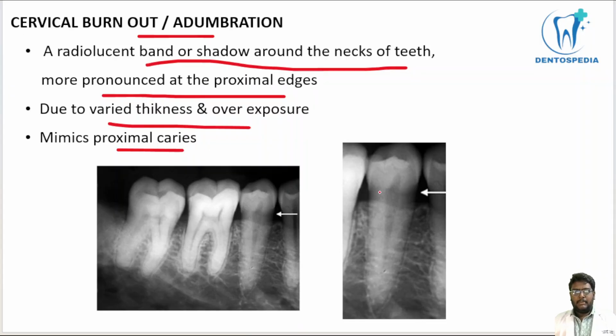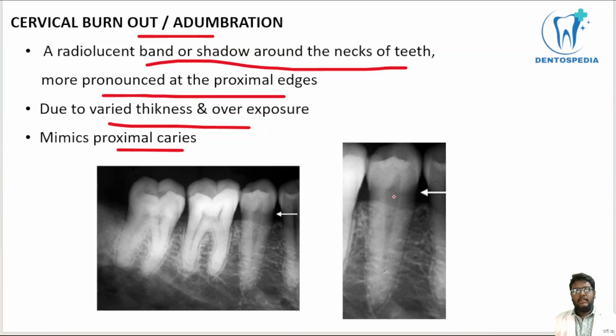Here you can see there is a band of radiolucency, right? It mainly occurs at the junction from the crown to the root. At the junction, the crown will be thinning, there will be thinning of enamel, and then the root will start. So at that location, there will be decreased thickness of the tooth material.